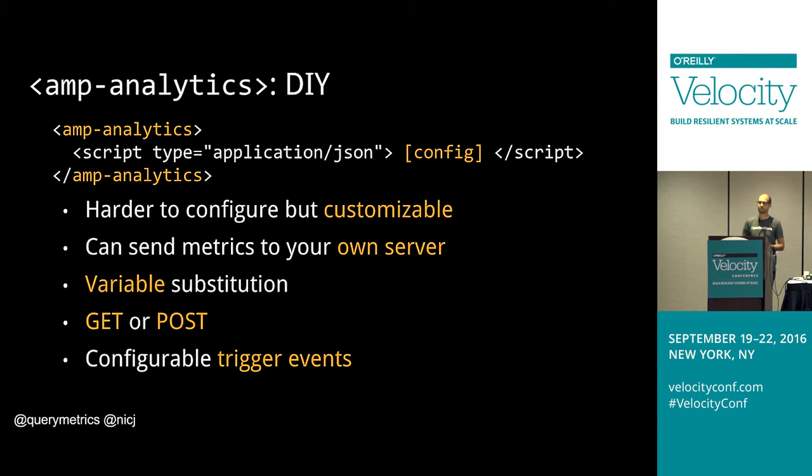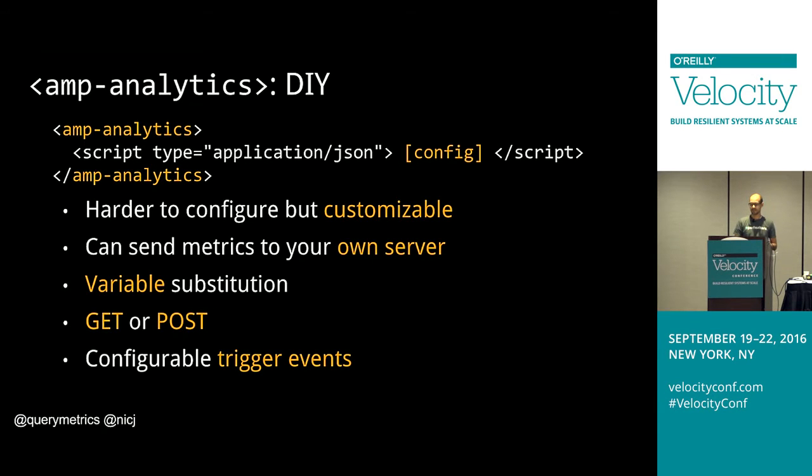If you don't want to use a built-in vendor, you can certainly do it yourself. You can use AMP Analytics with a customized configuration. It's a bit harder to do yourself, but it's certainly doable. You can send the data back to your own servers. It uses the same variable substitution that we saw with AMP Pixel. The big difference with AMP Pixel is that you can use a GET or a POST request, and you can configure when the beacons are being sent.